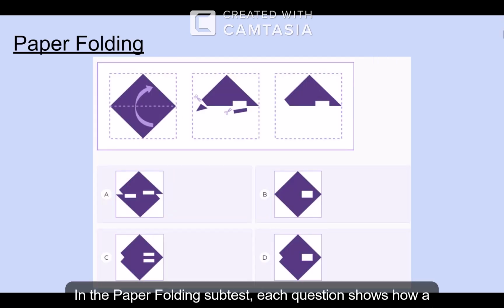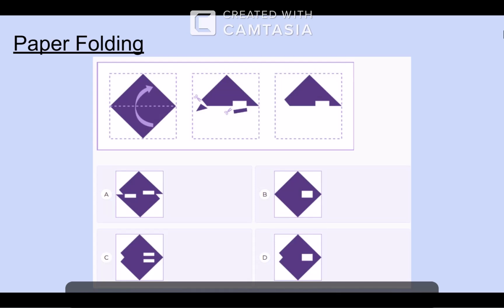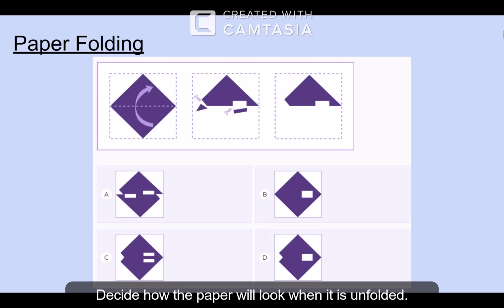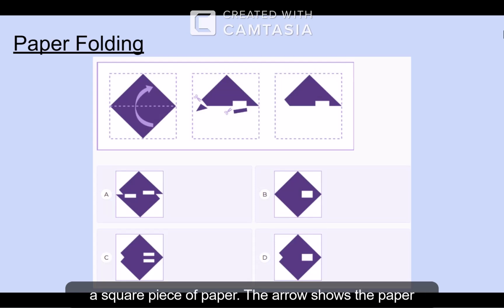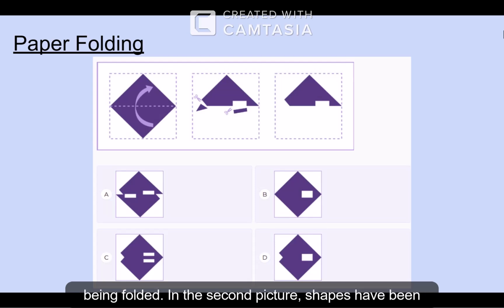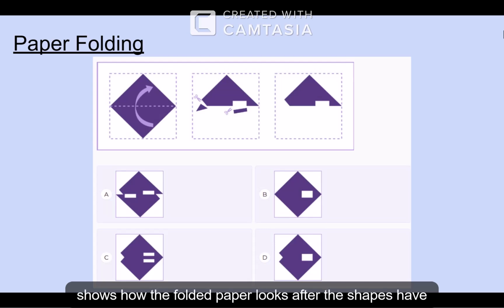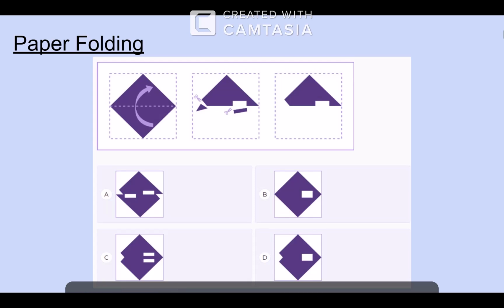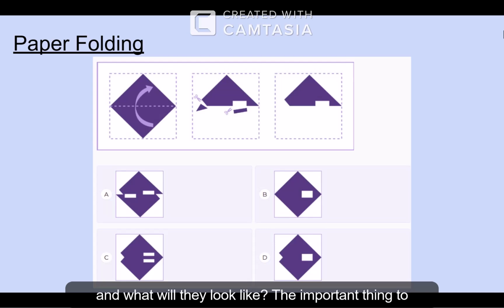In the paper folding subtest, each question shows how a piece of paper changes when it is folded and holes are cut into it. Decide how the paper will look when it is unfolded. Let's look at this sample question. The first picture shows a square piece of paper. The arrow shows the paper being folded. In the second picture, shapes have been cut out of the square piece of paper. The last picture shows how the folded paper looks after the shapes have been cut. When the paper is unfolded, how many cuts will it have and what will they look like?